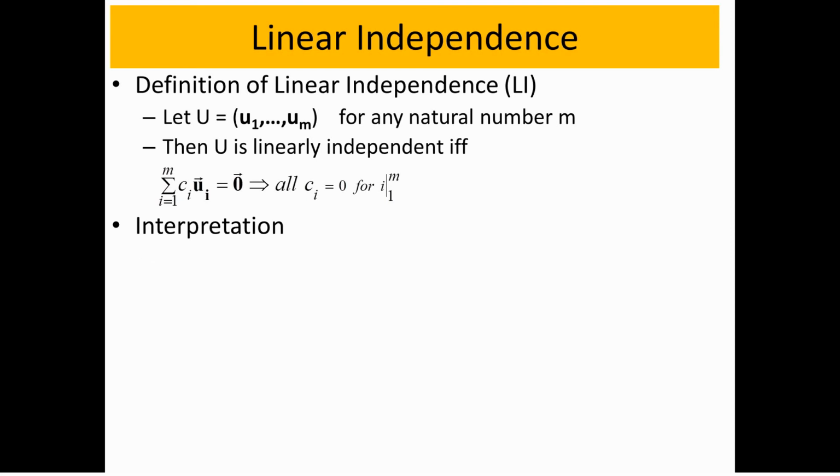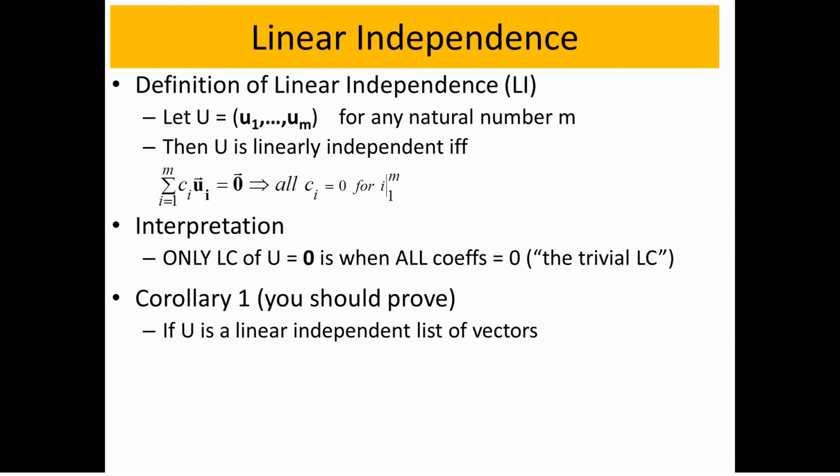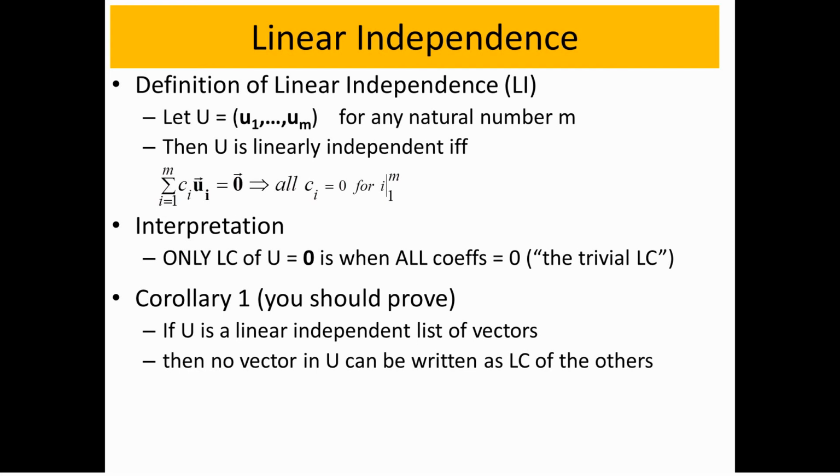The import of this definition is that the only linear combination of the vectors in capital U that gives the zero vector is the trivial linear combination. In other words, all the coefficients in the linear combination have to be equal to 0. This is the only linear combination that gives 0. Now, you can prove two really important things. The first is that if U is a linearly independent list of vectors, no vector in U can be written as a linear combination of the others.